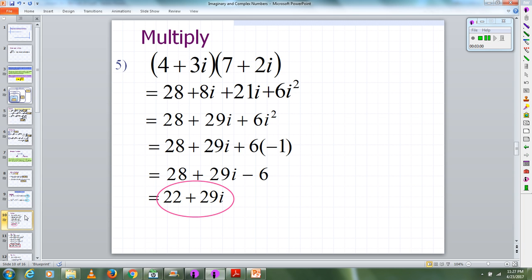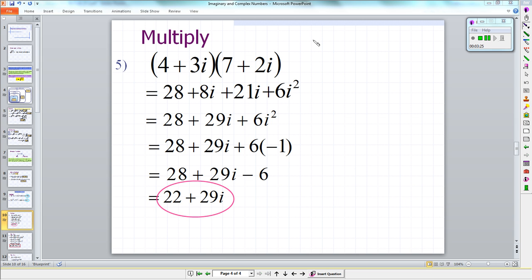Let's look at the next example. We are going to multiply two complex numbers. In this case, if you go back and review Algebra 1 again, when you multiply two binomials, you can use the box method or you can use FOIL. I'm going to go ahead and use the FOIL method here.